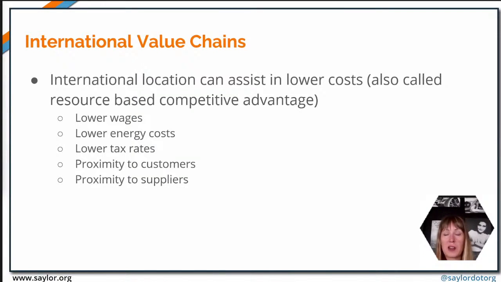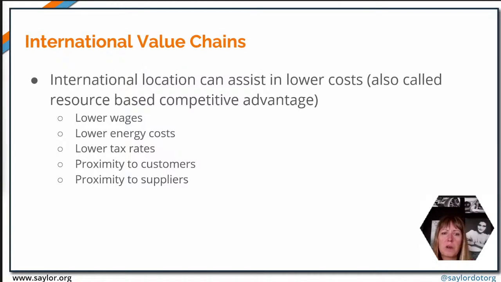You may find that there are lower energy costs. So if you're running, say, a manufacturing facility where you use a lot of electricity and other types of energy, it may make sense strategically to place that particular manufacturing facility in a place that does have low energy costs. Some organizations may decide that it makes sense to do business in a particular country or a particular region because the tax rates are lower. Obviously, that can save a lot of money. So that would, again, be a strategic decision.